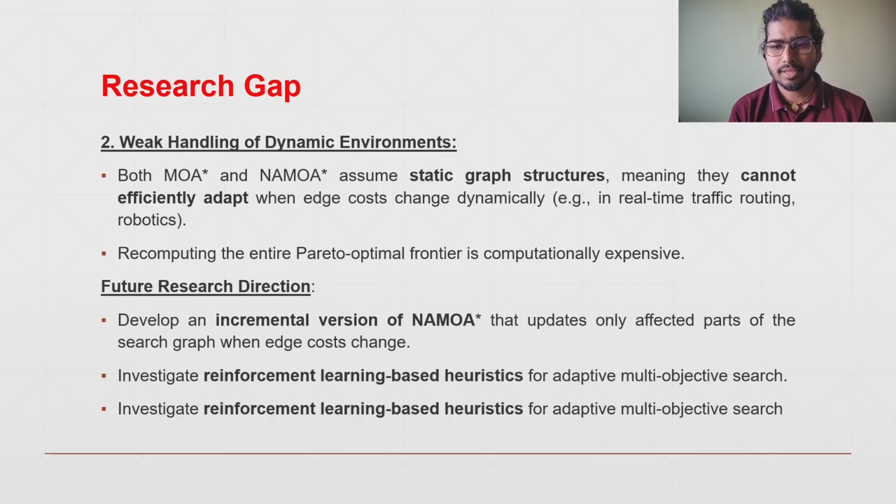Both MOStar and New Approach to MOStar assume a static graph, meaning they don't adapt well when the environment changes. For example, in real life traffic navigation or robotics, road conditions, obstacles, or costs may change dynamically. One way to improve this is by developing an incremental version of New Approach to MOStar, which updates only the affected part of the search graph instead of recomputing the entire solution. Another approach is to use reinforcement learning based heuristics, allowing the algorithm to adapt dynamically to changes in real life scenarios.